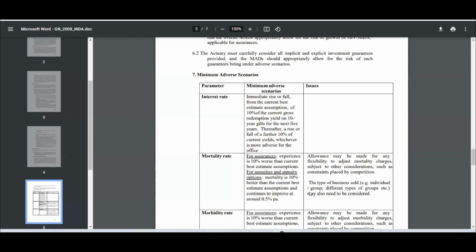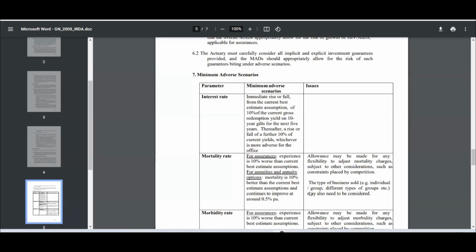So in this case, the shock that would be applied would be a 10% increase or decrease, because interest rate can impact in either way, right? Increase or decrease. So that's why increase or decrease. A 10% increase or decrease in the gross best estimate, a current best estimate assumption of which is given by the gross redemption yield. GRY, gross redemption yield, is basically the yield that equates the redemption value and the coupon payments with the current price that is paid for the bond. So that means it is the return that is given by the bond.